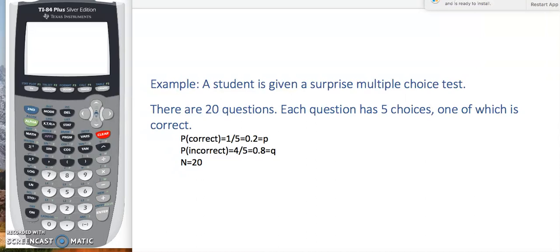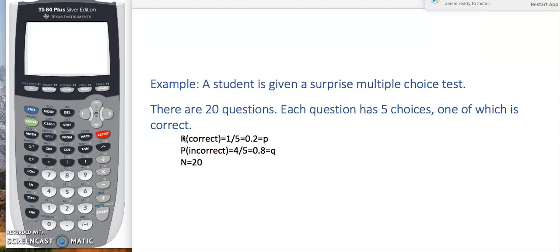So here's the second video dealing with binomial probability distributions and using the TI-84 Plus Silver Edition calculator. We're going to continue with the same example. A student is given a surprise multiple choice test. There are 20 questions. Each question has 5 choices, one of which is correct.